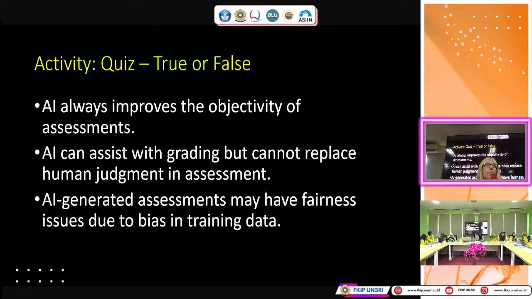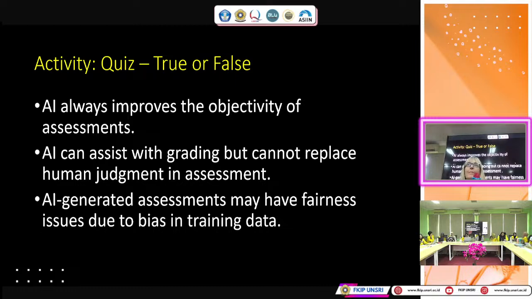Okay? Little quiz, true or false? Easy, right? Yeah, just tick. AI always improves the objectivity of assessment. Okay, what's your opinion on that? The microphone, you guys can use it.